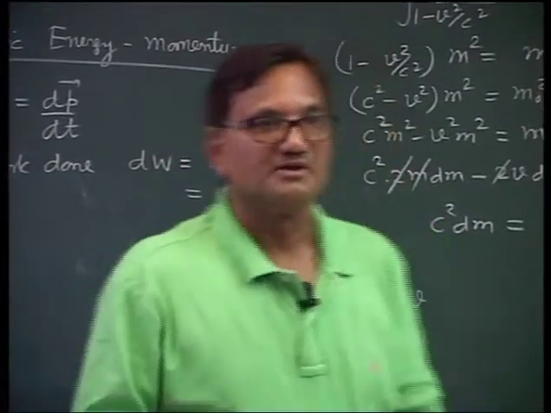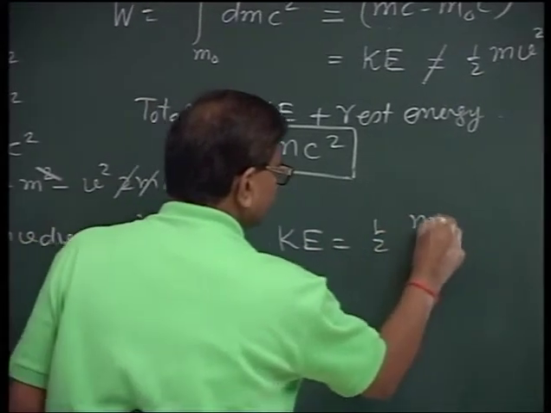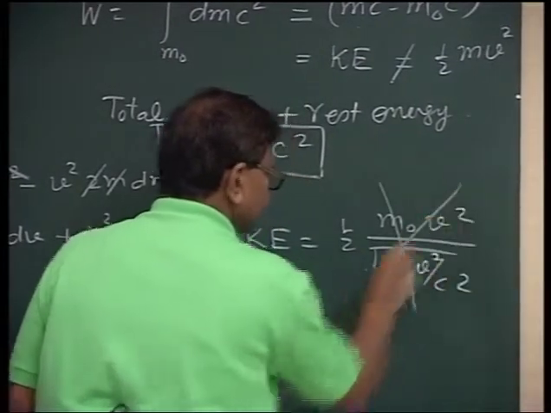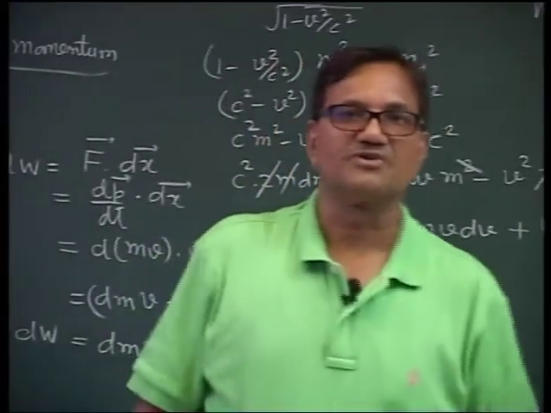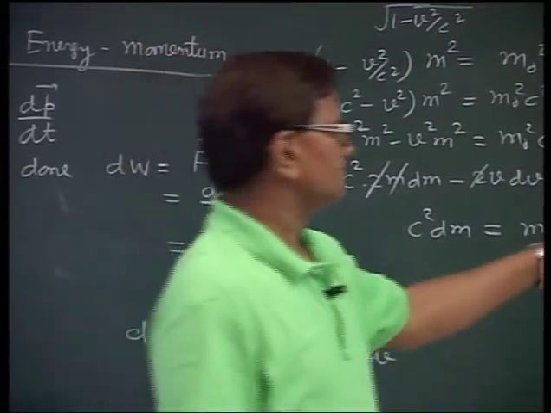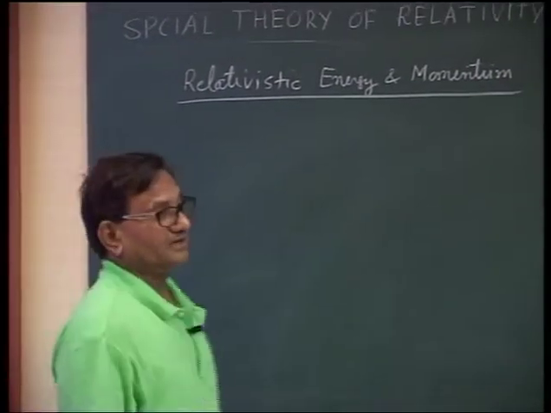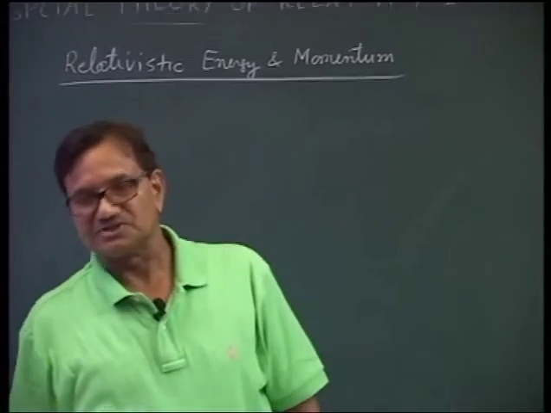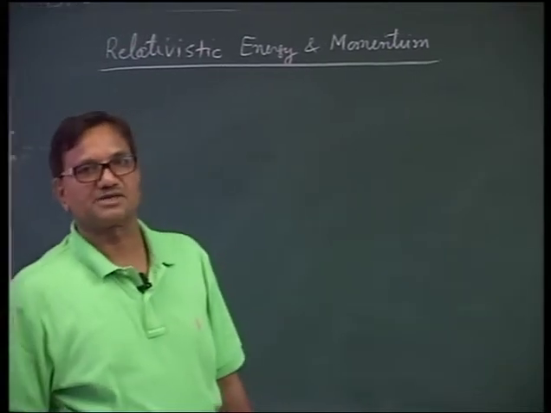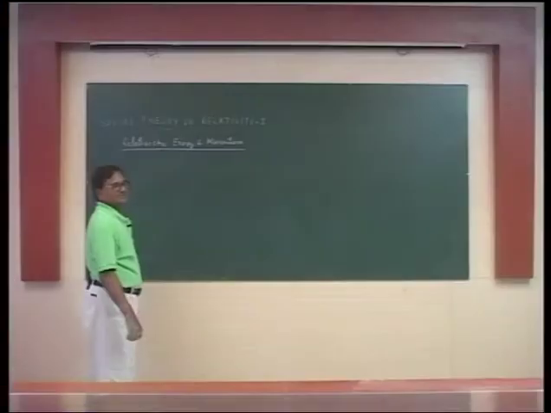We generally make a mistake if we write that kinetic energy of a particle is half m0 v square upon under root 1 minus v square by c square. This is incorrect. Why incorrect? Because we have not considered the relativistic concept of the velocity addition, and therefore this is not a correct expression. Let us see how do we write relativistic energy and momentum. This is needed to discuss relativistic kinematics. We are not going to discuss it, but I am just opening a way how to discuss the relativistic mechanics.